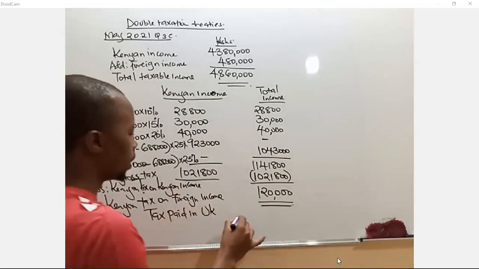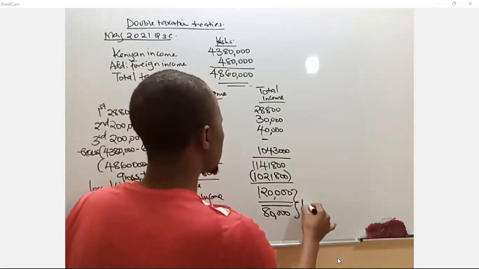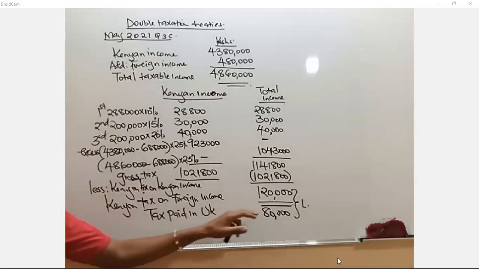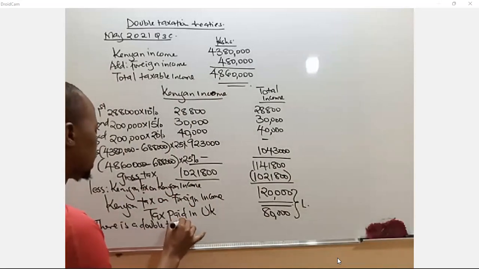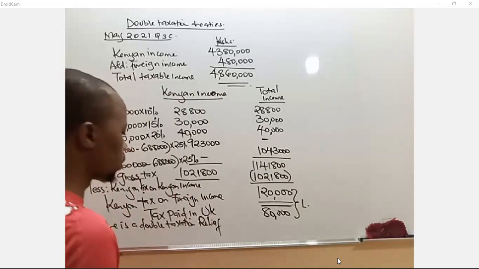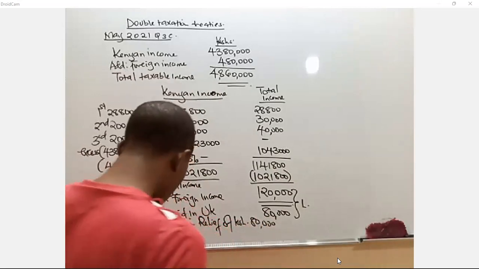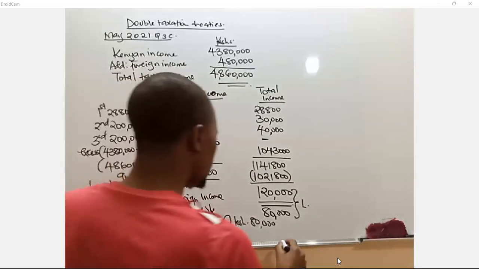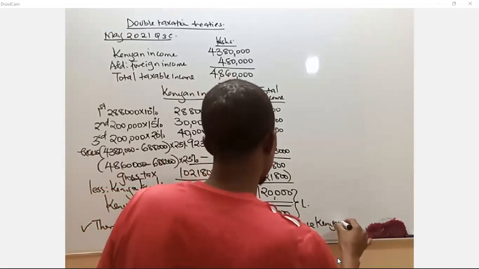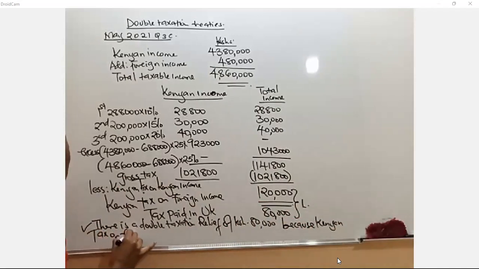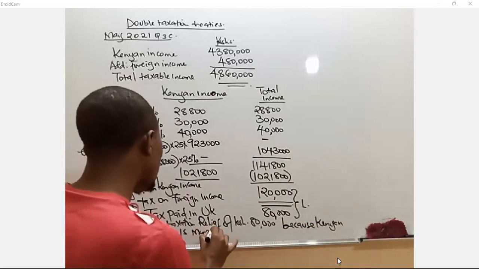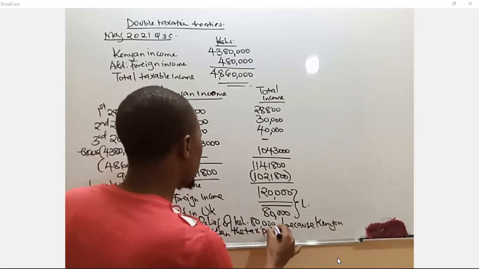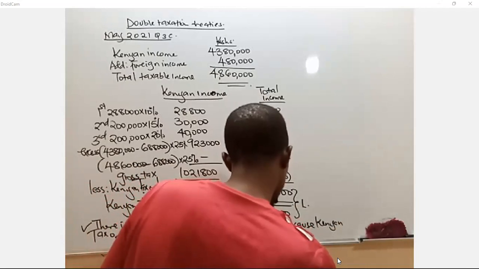The tax paid in UK, he paid 80,000. So when the figure which was paid is lower than the Kenyan tax on the foreign income, there is a double taxation relief, right? So let me say this for better understanding. There is a double taxation relief of Kenya shillings 80,000, because Kenyan tax on the foreign income is more than the tax paid in foreign country.